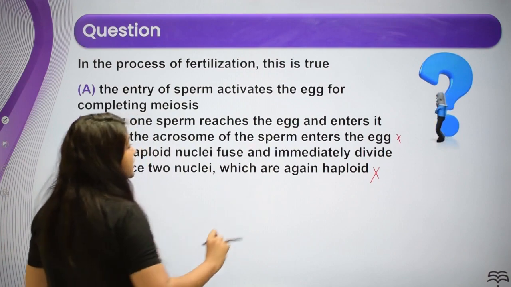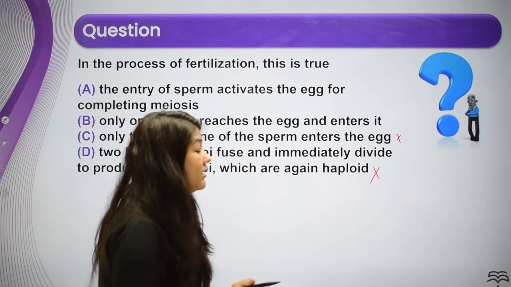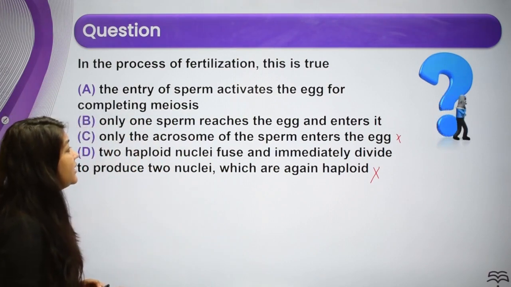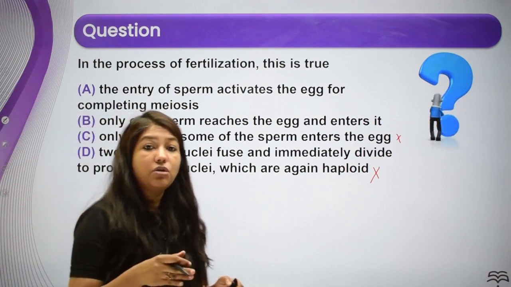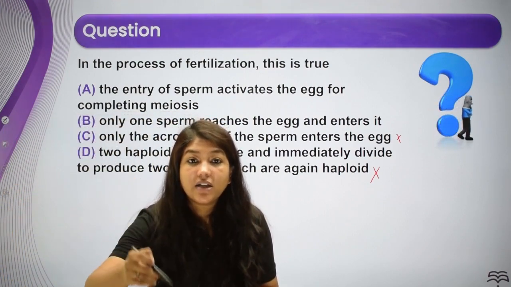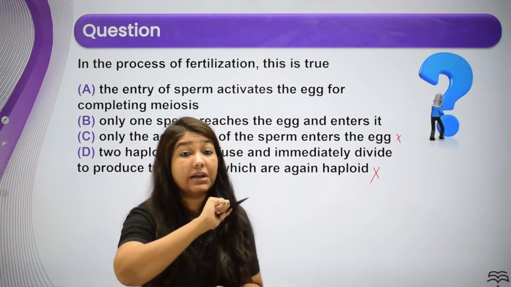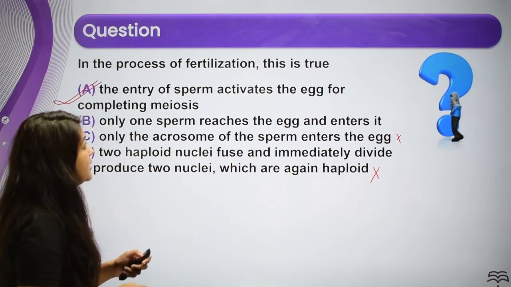Only one sperm reaches the egg and enters it. देखो, reach तो बहुत सारे करते हैं, enter एक करता है. Alright, A option देखेंगे, the entry of the sperm activates the egg for completing meiosis. Right? जैसे ही fusion of the plasma membrane होगा, that is going to send a trigger for the activation of the oocyte. It is going to complete its meiosis. So A is a better answer. A is going to be the answer here.